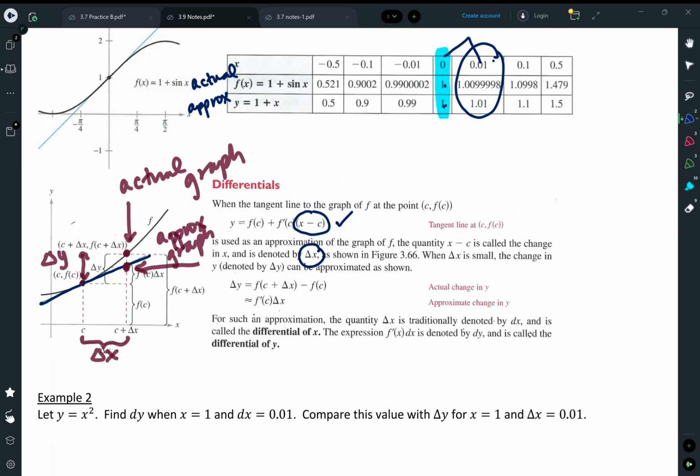And we're using a delta x for that. And I think I did a pretty good job of showing you delta x is a distance away there. So when our delta x is small, the change in y, which is denoted by delta y, and this is our actual change, can be approximated this way. We can call this pretty darn close to our derivative times our delta x.